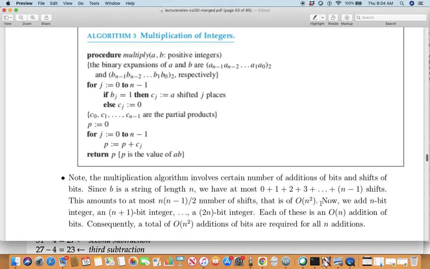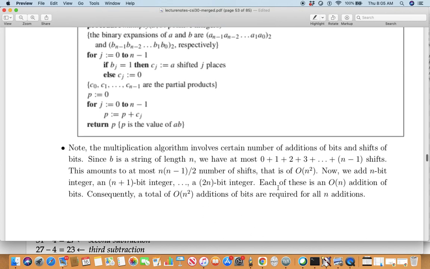So order n squared. Now you are adding an n-bit integer, then an n plus 1 bit integer, all the way until a 2n-bit integer. So these are all at most length 2n. Each ci is at most length 2n, and we have already seen that when adding integers you are looking at order n. So in all, order n squared and order n gets you order n squared number of shifts and so on. So that's the amount of operations you need.